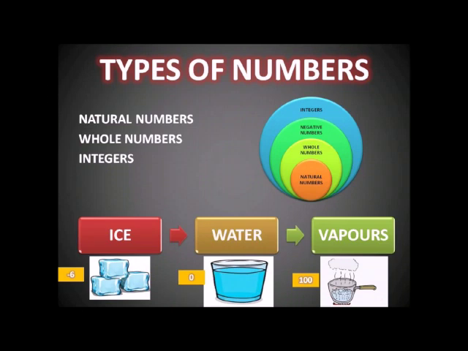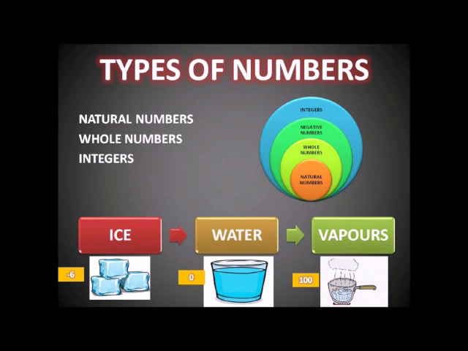So why do we need different types of numbers? Let us take an example. You can see on the screen there is ice. So this ice is very cold. So when you look at the ice, its temperature will be negative. To define its temperature, we need a negative number.